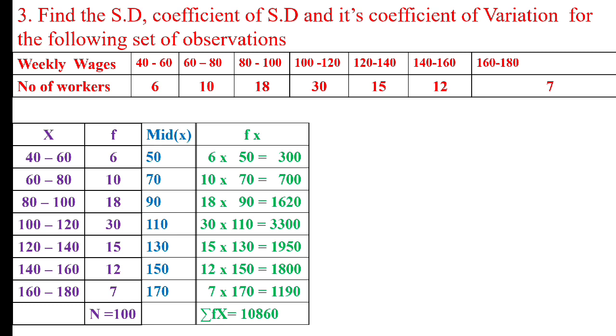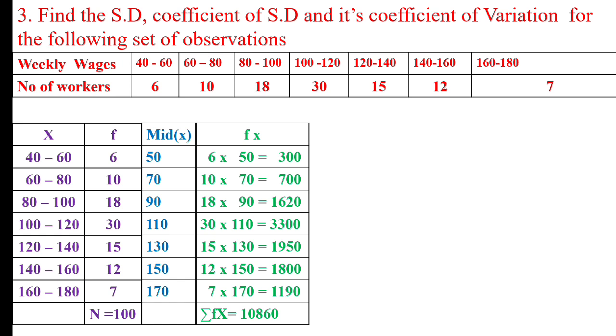Then f and x will be multiplied. 6 into 50, 300. 10 into 70, 700. 18 into 90, 1620. 30 into 110, 3300. 15 into 130, 1950. 12 into 150, 1800. 7 into 170, 1190. The total of the fx column is 300 plus 700 plus 1620 plus 3300 plus 1950 plus 1800 plus 1190, which gives 10,860. This is the total of the fx column.